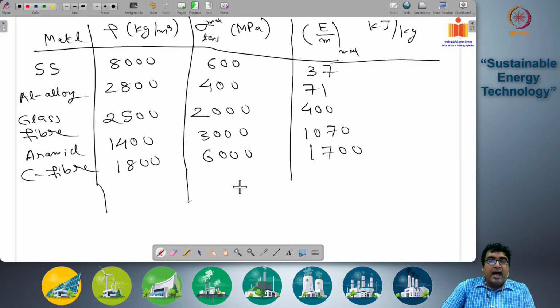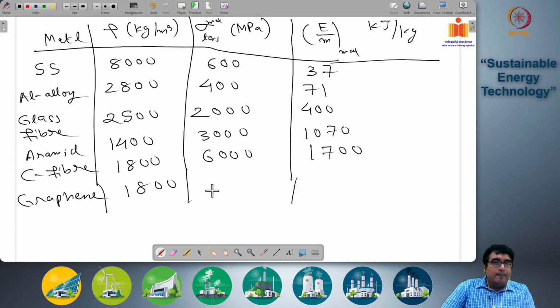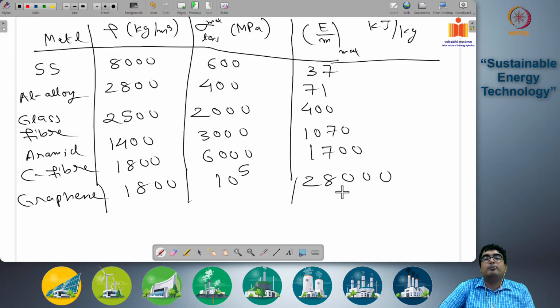And an even more modern material, graphene, which is under extensive research now for many applications. Density is similar, 1800 like carbon, but your tensile strength potentially, and this is still in the research stage, is 10 to the power 5, so it's like 100,000 megapascals. So you are getting specific energy values of 28,000 kilojoules per kg.